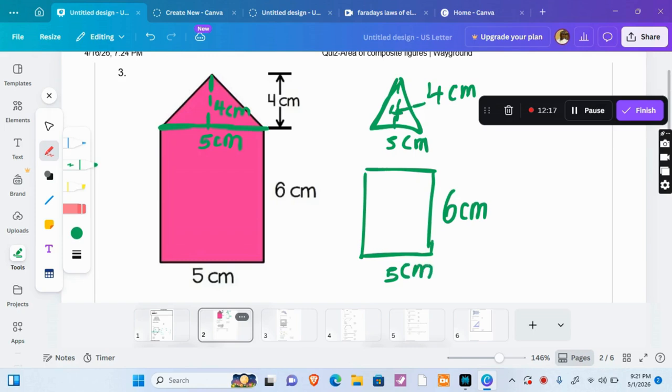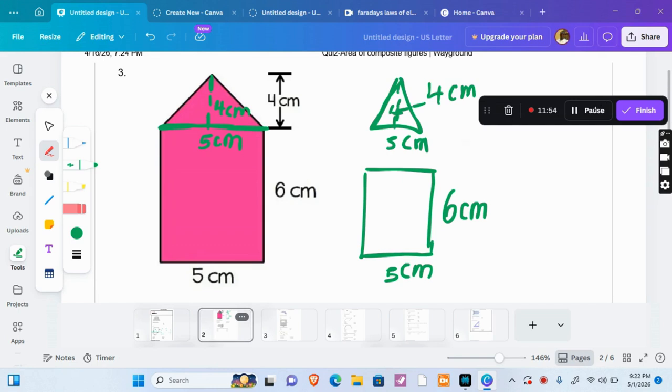So now the next thing is you need to use the formula for area of the triangle to find the area of that triangle, and then you use the formula for area of a rectangle to find the area of this rectangle. Then at the end you add the two areas together to get the overall area of this composite shape. So what's the formula for finding area of a triangle?